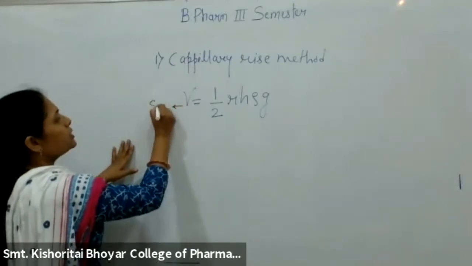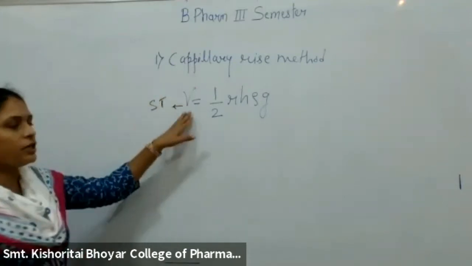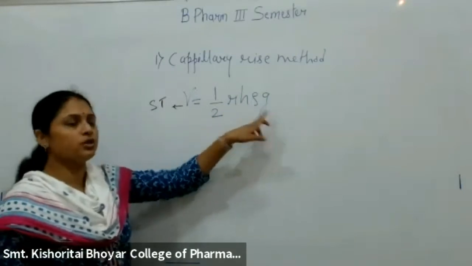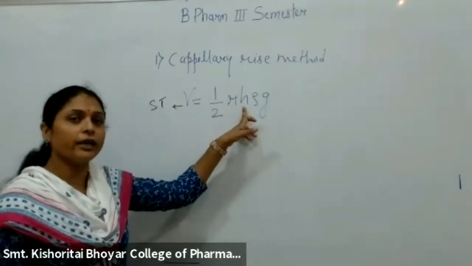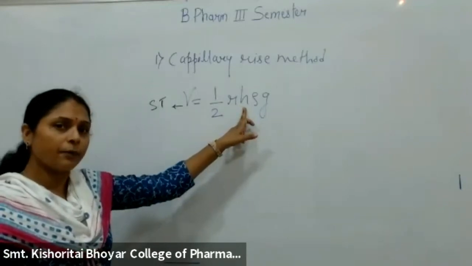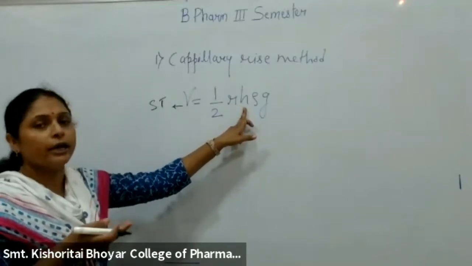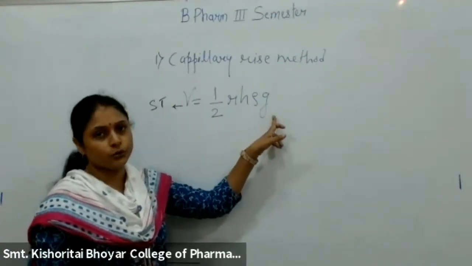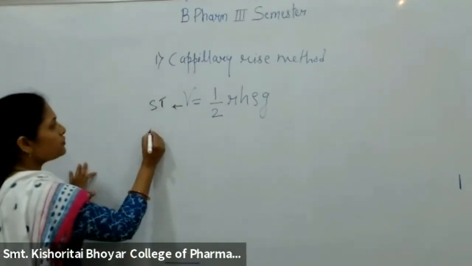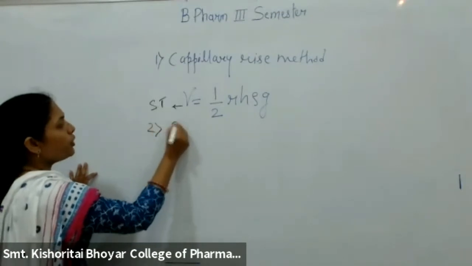So here gamma, the surface tension, is equal to 1 by 2 RH rho G, where R is the radius of the capillary, H is the height of liquid that rises up in the capillary above the level of liquid, rho is the density of liquid, and G is the acceleration due to gravity. Now the second method which we have discussed is the Dunoyer ring method.